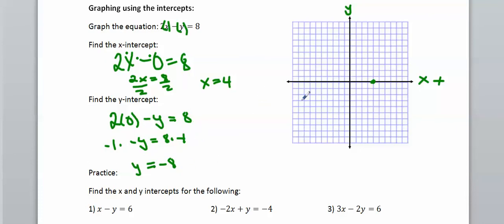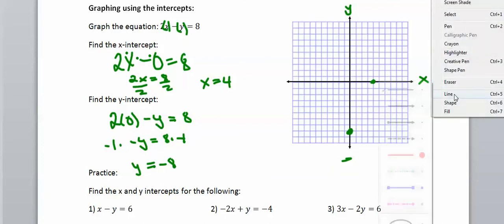Alright, now this time I've got y in the negative direction, so that's down 8. Okay, so when I plot my y, I'm going to start at 0, and I'm going to count down 8. 1, 2, 3, 8. Plot my point right there. You notice I've got 2 points on my line, so I can just add in a line from there.